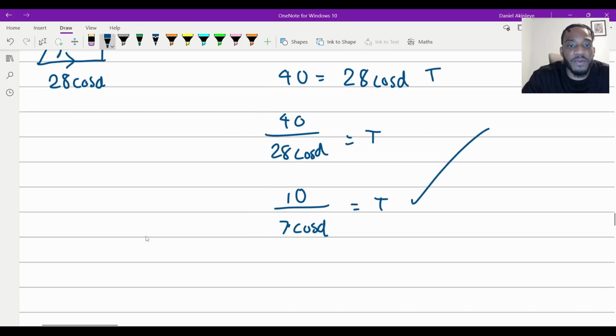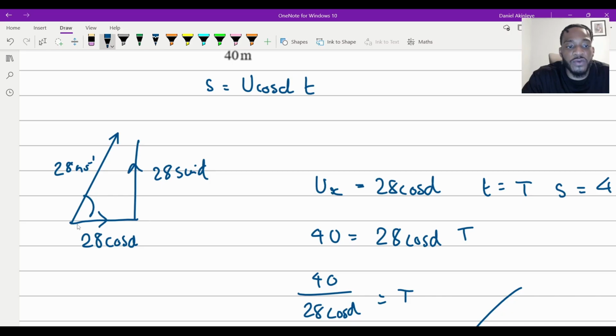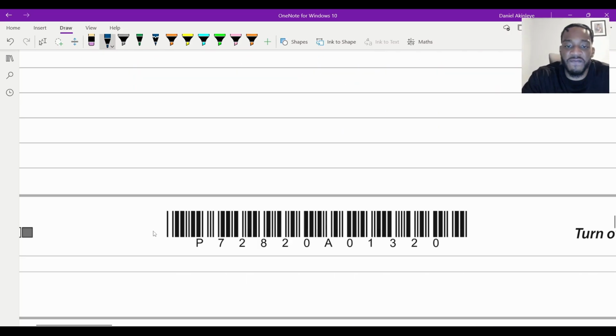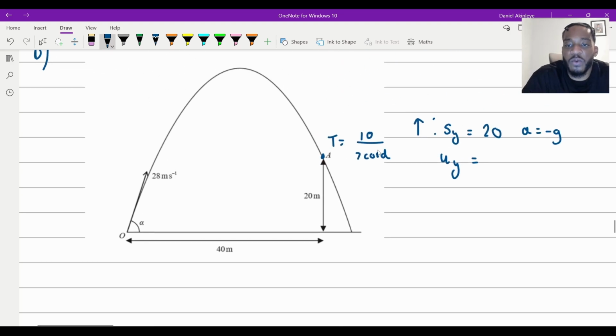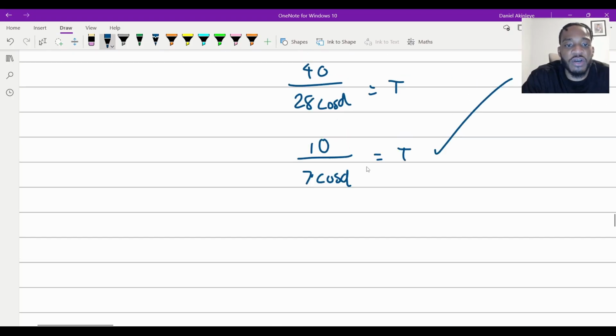Now remember, let's go back to our picture here. The horizontal component was 28 cos alpha, so naturally the vertical will be 28 sine alpha. So I'm going to say uy is equal to 28 sine alpha. And then now the time, which I'm going to call capital T, we know is this expression here, 10 over 7 cos alpha.